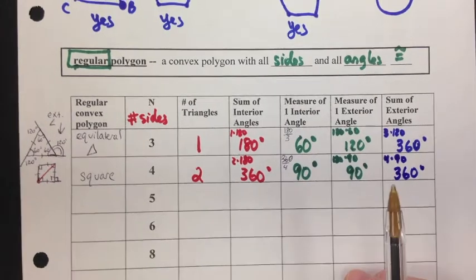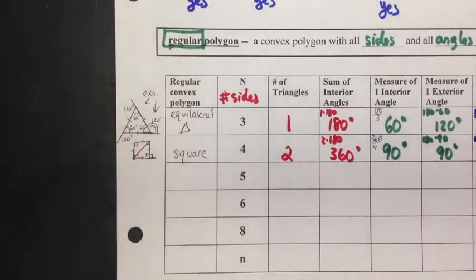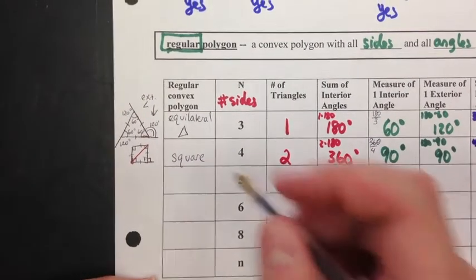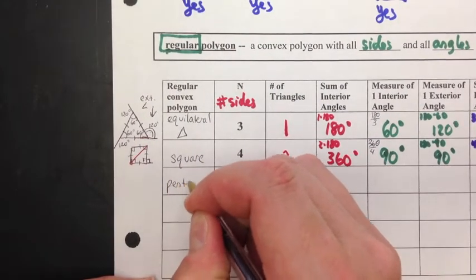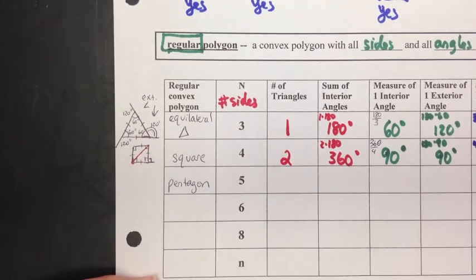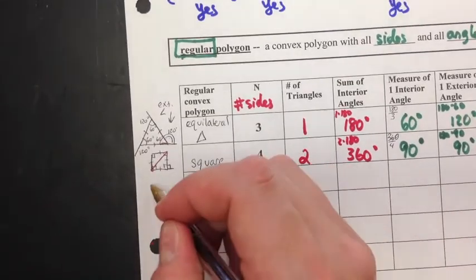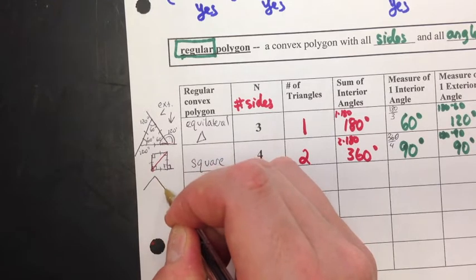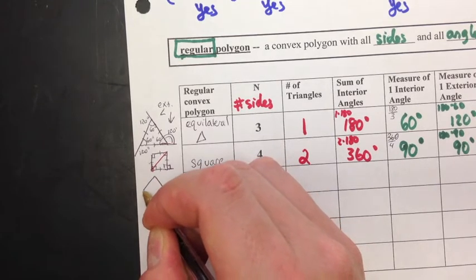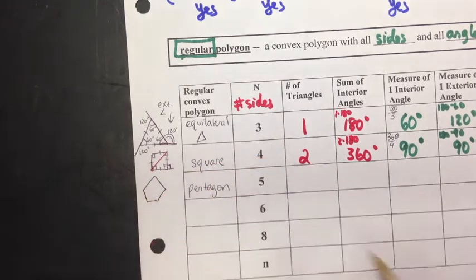Okay, let's go ahead and try a pentagon. Now, a pentagon has 5 sides. Pentagon has 5 sides. Now, it's going to look something like this. Okay, there's an example of a pentagon.